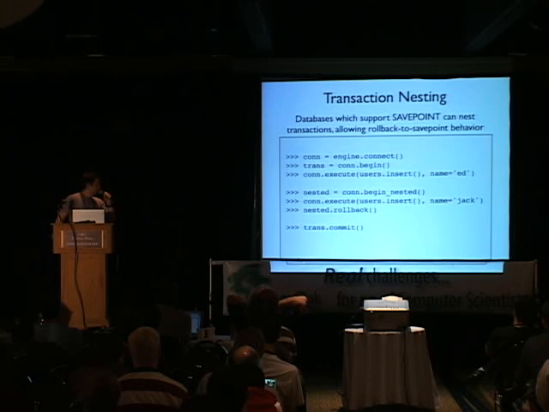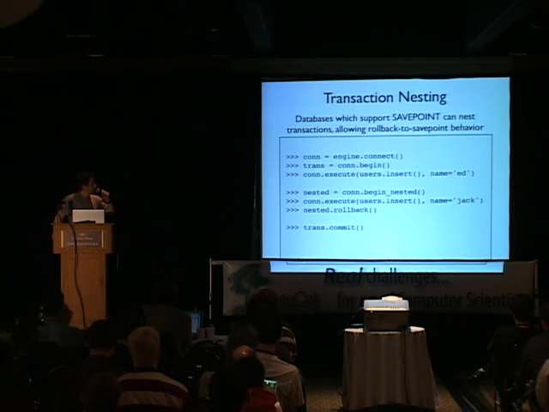So here we have a connection, a transaction. We insert a row. We do a nested transaction, which will set a save point. We execute another insert, another row. We roll back to the save point so that the name equals Jack will not be inserted. We commit, so Ed is inserted. That's a save point.